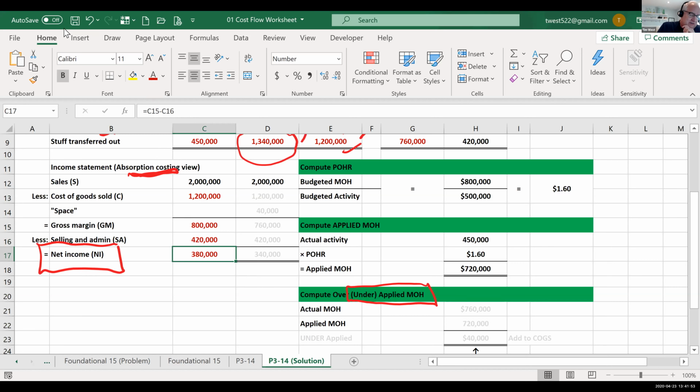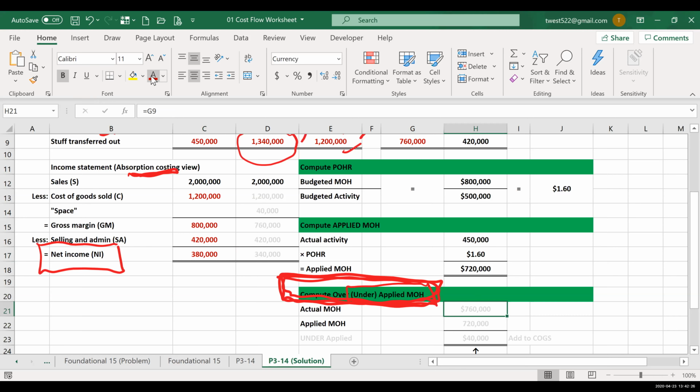Okay. But the challenge we have is down in here. You might remember Eric said, this is the space where people tend to struggle. So Eric, when we think about over and under, we're comparing actual and applied, right? We're not going back to the original estimate. It's the actual results against our updated estimate, which is applied. Is that right? Exactly. Okay. Exactly. So our actual overhead was how much? Our actual overhead was 760,000.